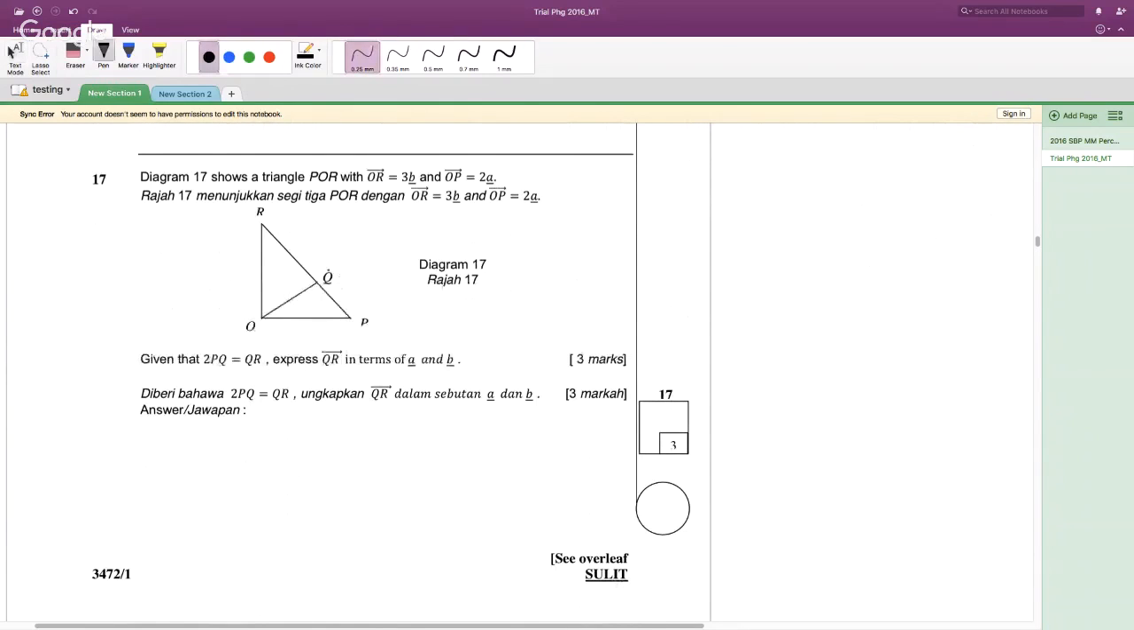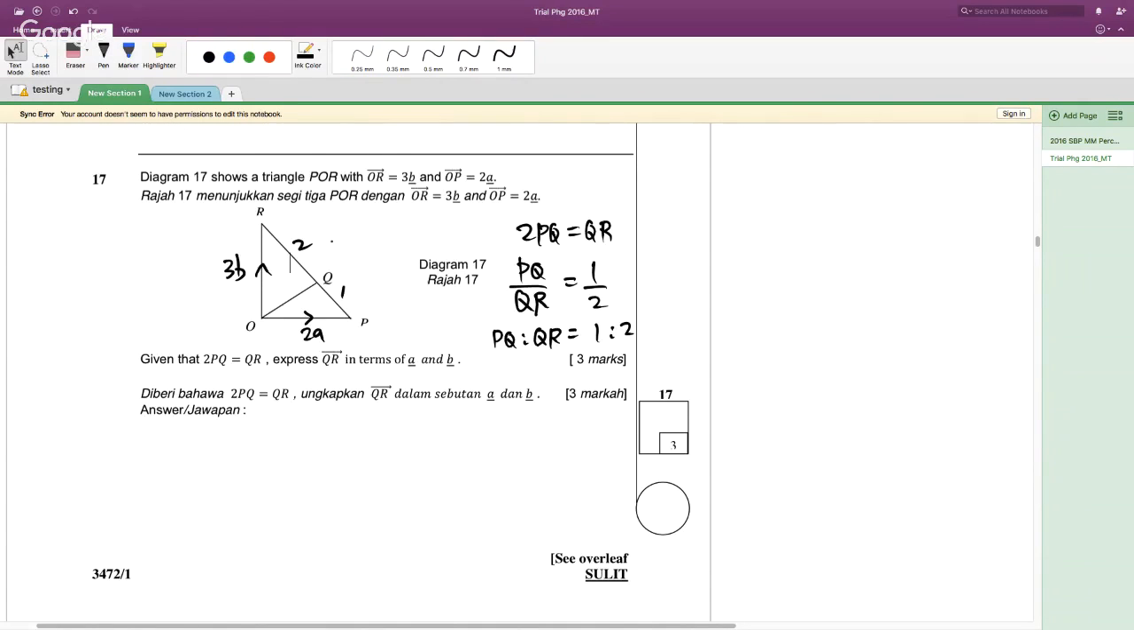Okay, OR equals 3b, and OP equals 2a. And then 2PQ equals QR. I prefer to write it in ratio form, so I will always change it into ratio form. I move my QR to the other side, this is 1, isn't it? And I move my 2 to the other side. Therefore I know PQ to QR equals 1:2. So PQ should be 1 and QR should be 2. Okay, this is a ratio.